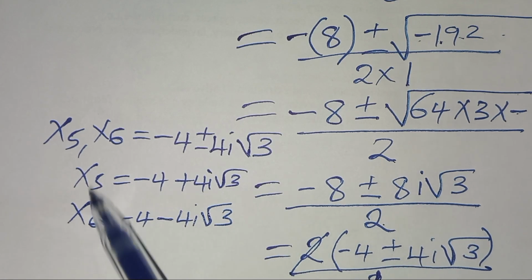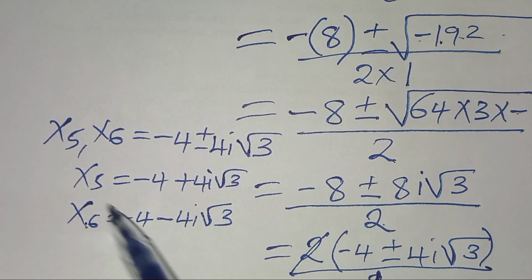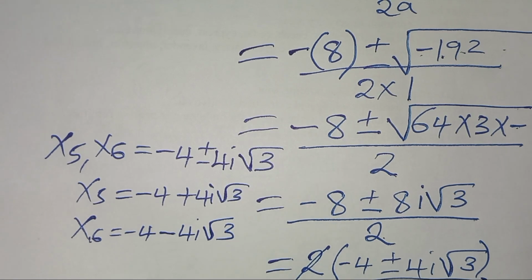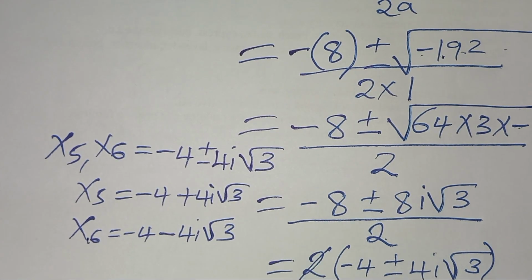So these are two complex solutions, and that implies that we have 6 solutions here. We have 6 solutions to this exponential problem.